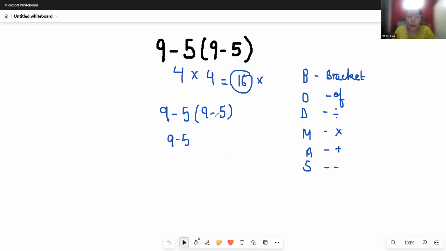So first solve the bracket: 9 minus 5 is 4. Now we have two operations left, that is subtraction and multiplication. So we have to give priority to multiplication. So 9 minus 20, that is minus 11. So negative 11 is the correct answer.